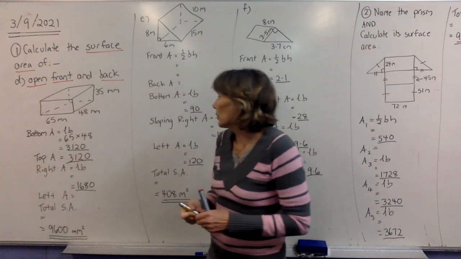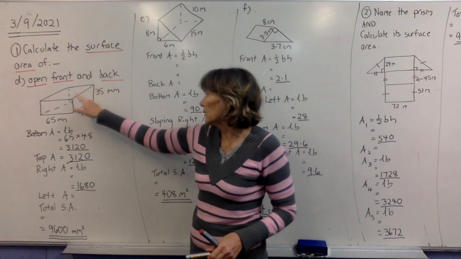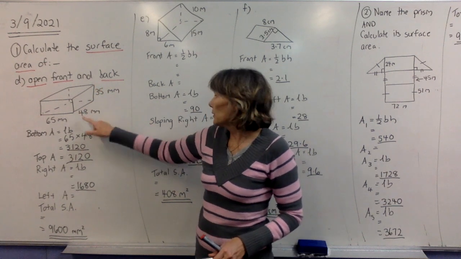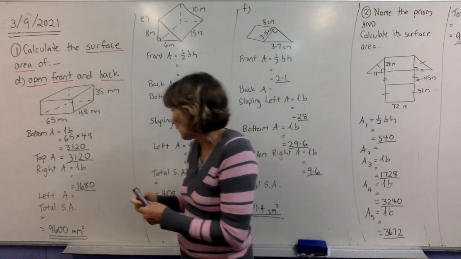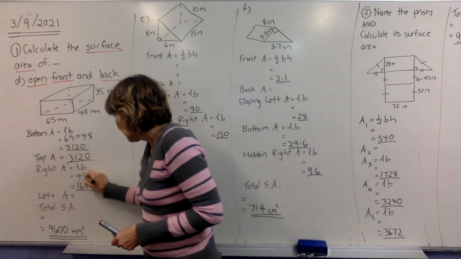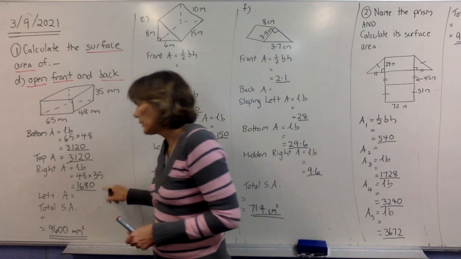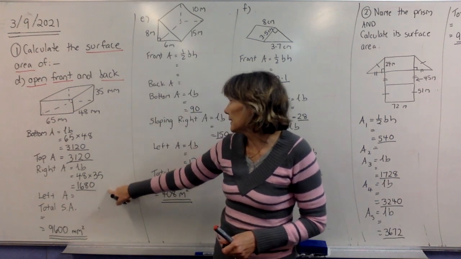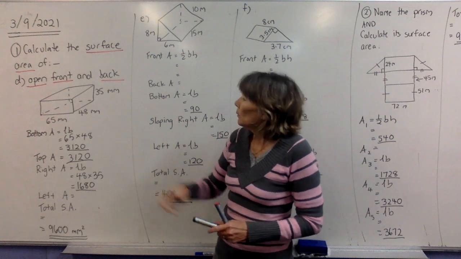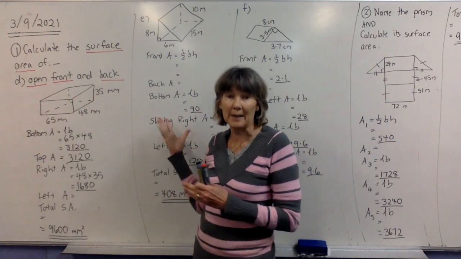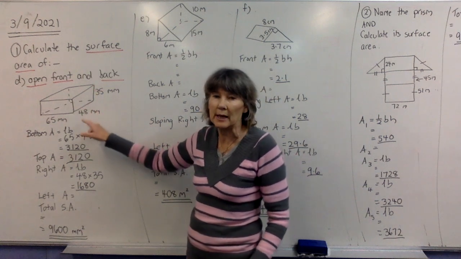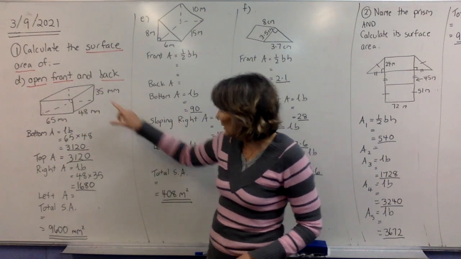Now we're over here on the right side, so we have a right rectangle over here, so we're doing length times breadth, so it's 48 times 35. And that will give you 1,680. So don't forget, when you're looking at this, I know it doesn't look like a rectangle, but that's because it's been drawn with depth. But it is a rectangle in reality. So that's the right area.